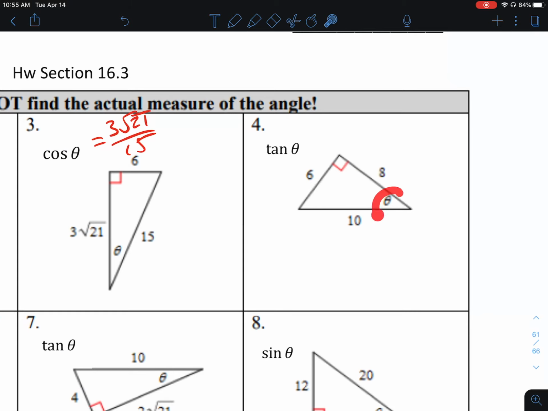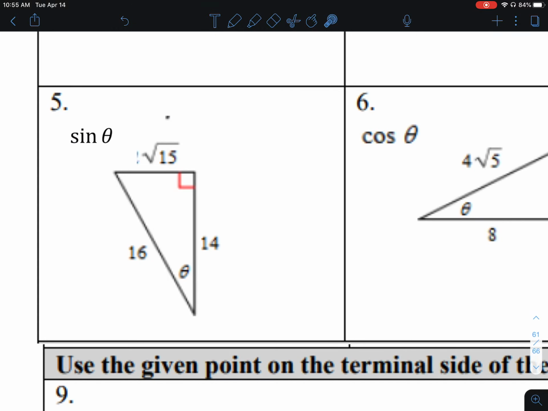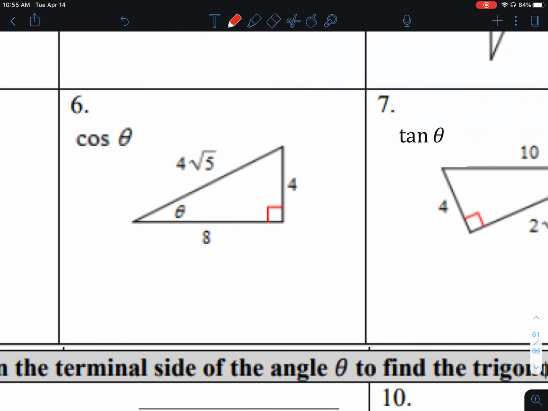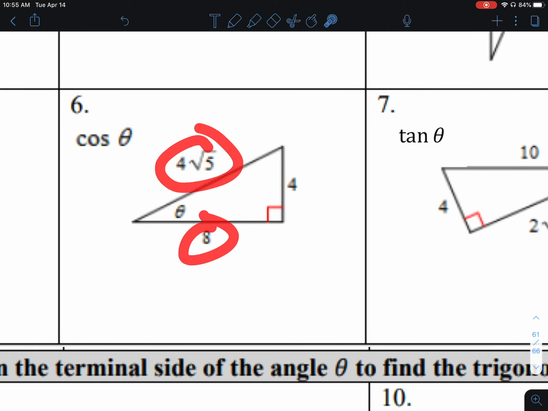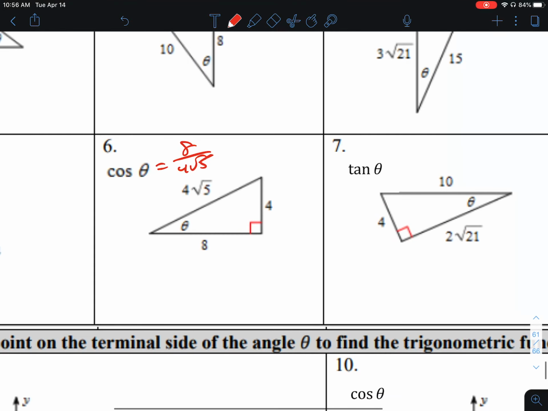Number 4, tangent is the opposite leg over the adjacent leg, so that is equal to 6 over 8. Number 5, sine of theta is the opposite leg over the hypotenuse, so that is square root of 15 over 16. Number 6, cosine of theta is the adjacent leg over the hypotenuse. No need to rationalize your denominator.